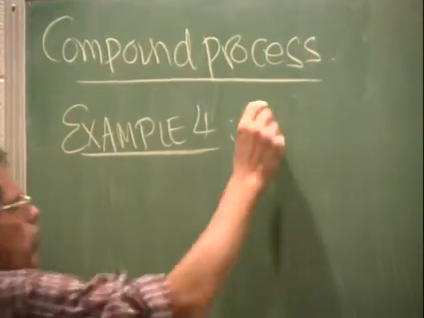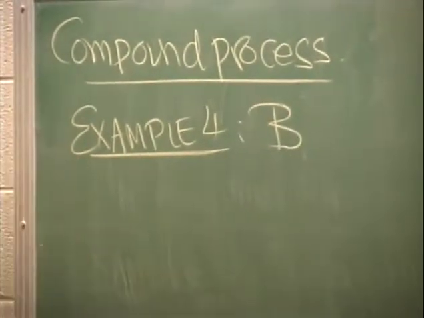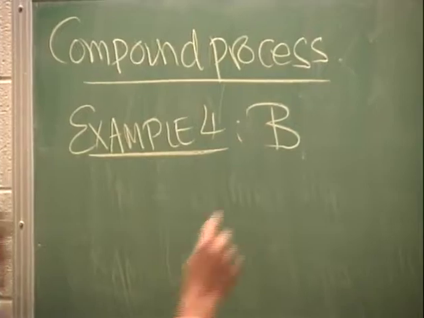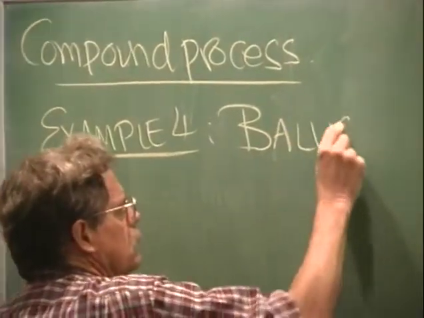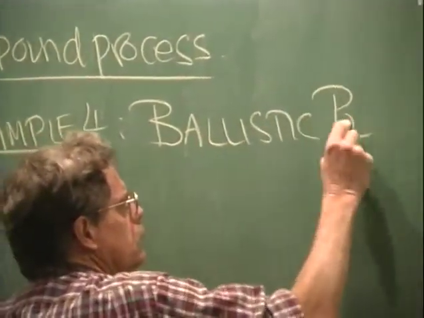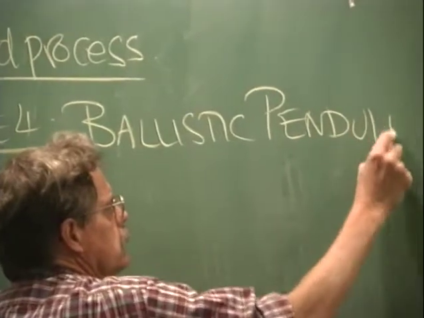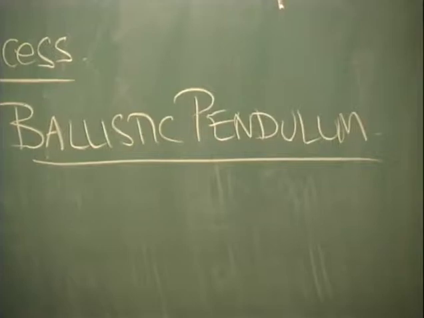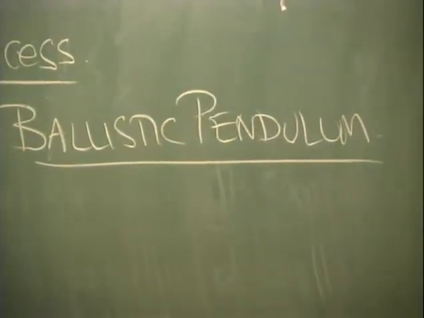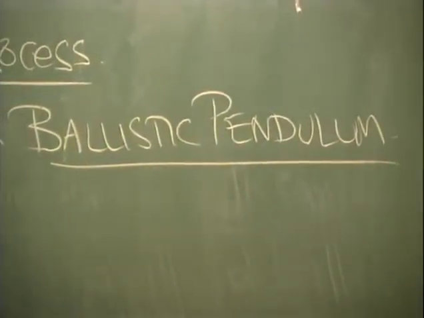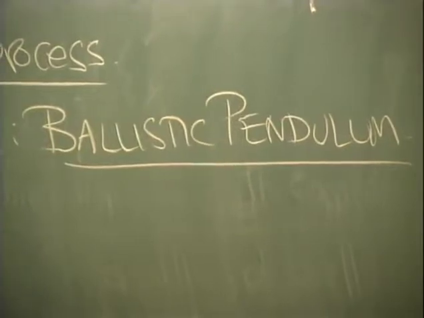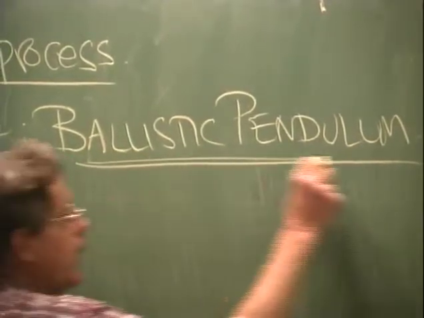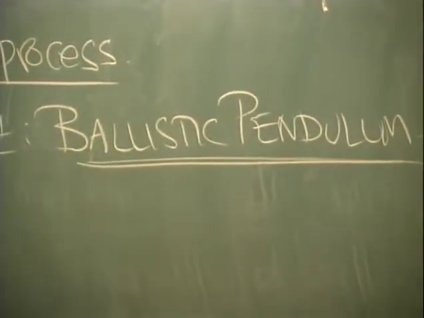Example 4, the ballistic pendulum. This is an example of a large class of problems. If you're taking 173, you may do the ballistic pendulum in the lab. Do you happen to know? I think it would not have come yet. This is an ancient technique for measuring the velocity of a bullet.